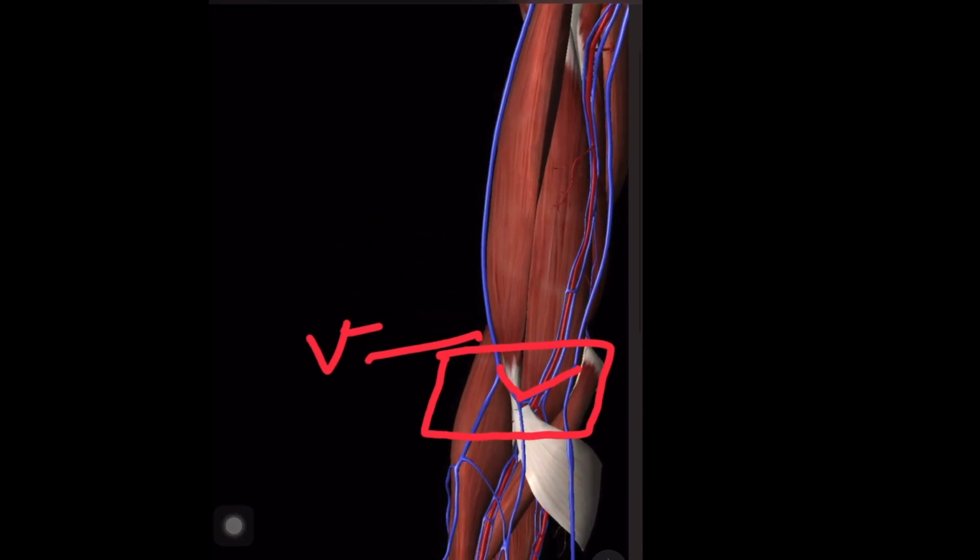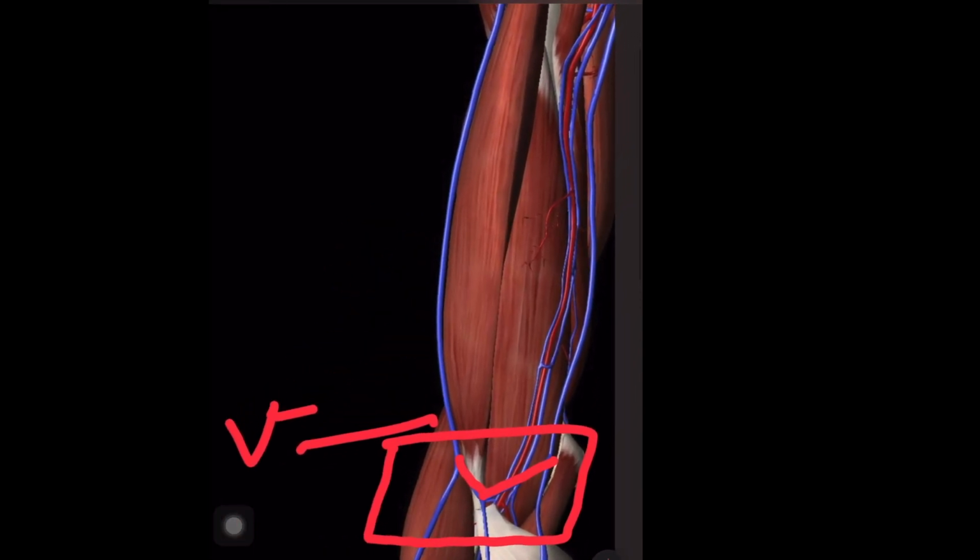In the arm, the cephalic vein continues its course over the lateral aspect of the arm, and it ultimately drains into the subclavian vein. The basilic vein takes its course on the medial aspect of the humerus and ultimately drains into the axillary vein.